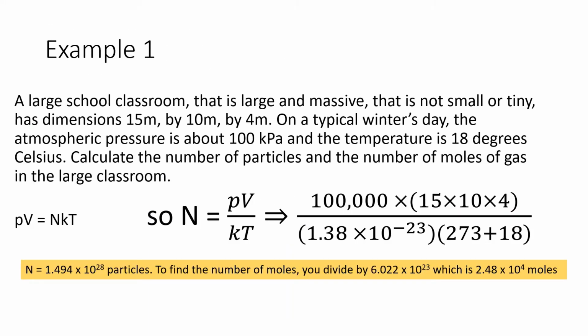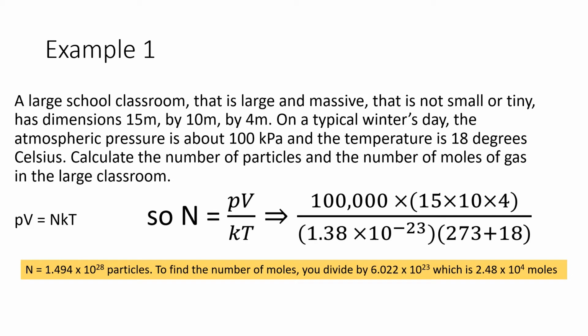Alright, so let's have a look at this example. You have a large school classroom, large and massive, not small or tiny, with dimensions 15 meters by 10 meters by 4 meters. On a typical winter's day, the atmospheric pressure is about 100 kilopascals and the temperature is about 18 degrees Celsius. Calculate the number of particles and the number of moles of gas in the classroom. So we're going to use PV equals NkT, and rearrange for the number of particles, big N, to get PV divided by kT.